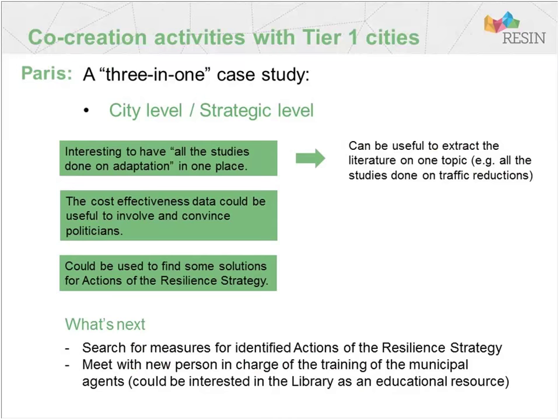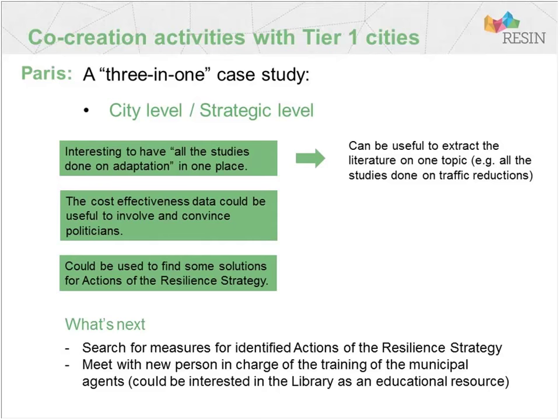So in the first testing activity at the city level, the feedback we got from the city of Paris was that they find it interesting to have different studies done on adaptation in one place, so that they can go through one specific measure and see which is the paper and reference in the library, and have a more detailed look into the paper, for example. They are also interested in the cost-effectiveness or efficiency data, because they think it can be useful to involve and convince politicians.